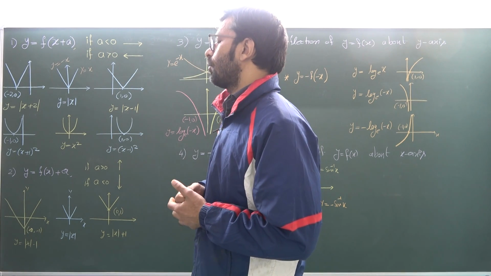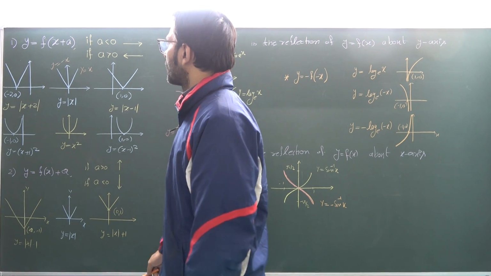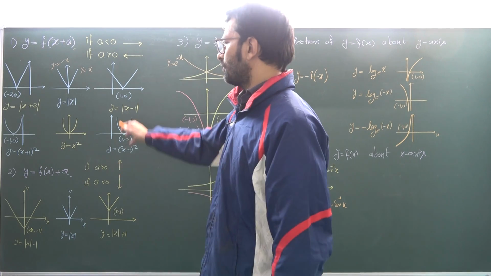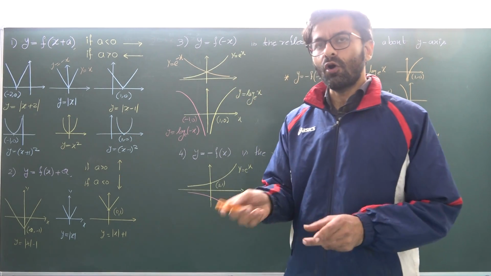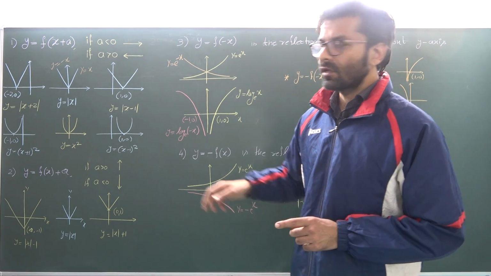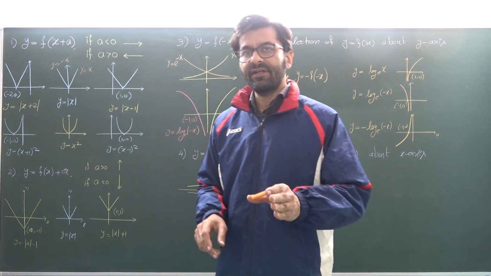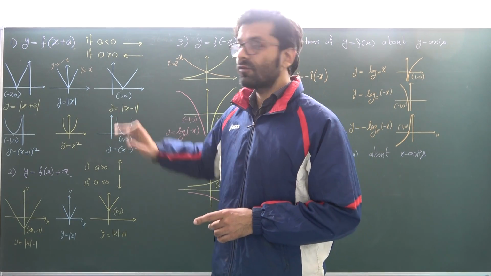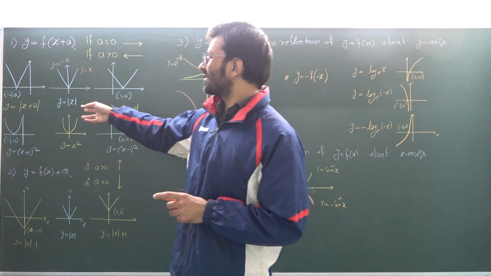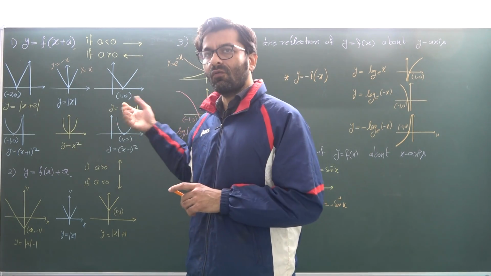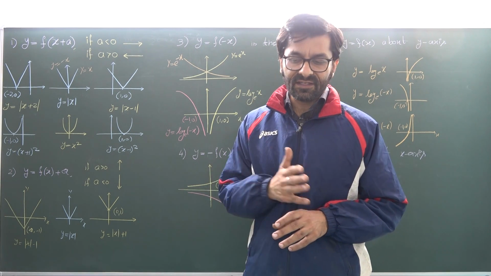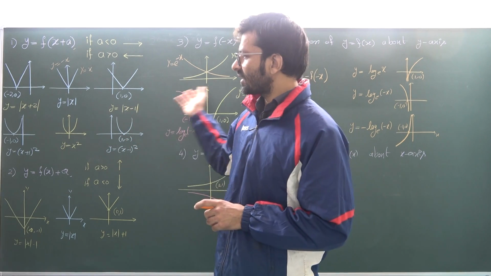Suppose y equals mod of x is this V. This particular line is y equals x, and this line is y equals minus x. Now we want to draw y equals mod of (x minus 1), meaning x is being replaced by x minus 1. If you put x equals 0, the y coordinate is 0. But in this case, if you put x equals 1, then only the y coordinate is 0. So earlier (0, 0) satisfied this curve. Now (1, 0) satisfies this curve, which means if you keep y constant, x is moving, in fact moving towards the right hand side.